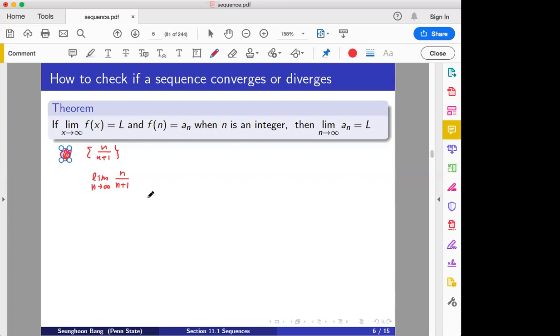This is not improper. What is improper? Improper is just an integral problem. An integral from a to positive infinity of f of x dx, that we call an improper integral. In this case, we don't call it improper. So we can replace n by x. We can use this kind of theorem.